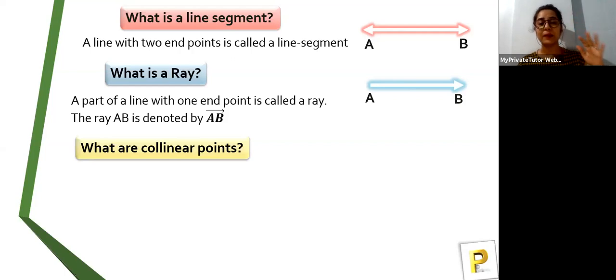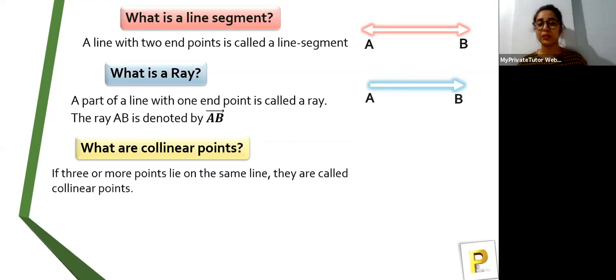Okay, so what are collinear points? Let's understand this. If three or more points lie on the same line, they are called collinear points. Three or more points on the same line.